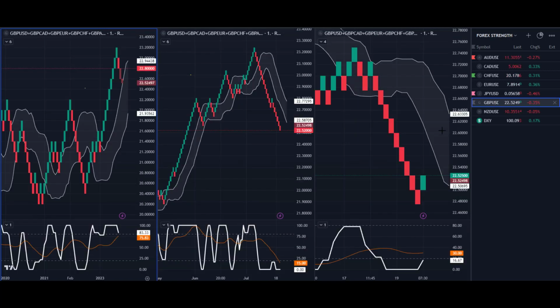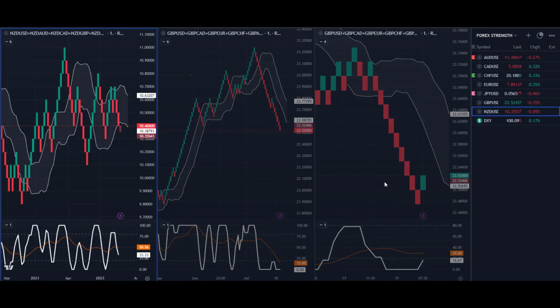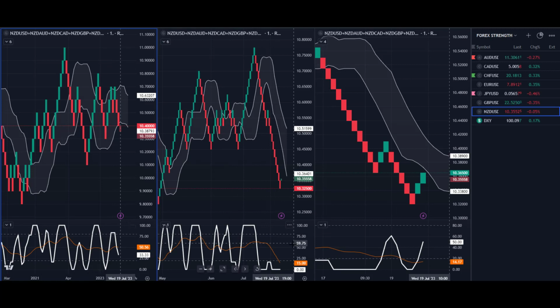And GBP, what's going on there? Longer term, trend's been up, sort of coming back though to more neutral. Shorter term, bearish again, I'm neutral there. New Zealand dollar, bearish and bearish in the indicators, bearish, bearish, so we're going to go red there.